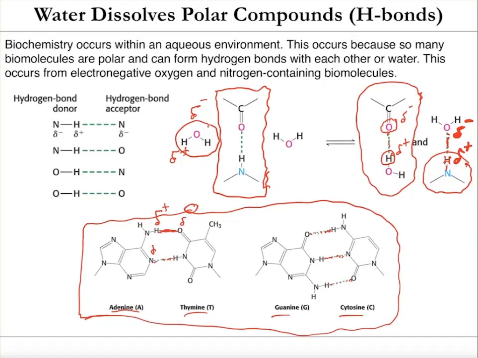This nitrogen here is electronegative, where this hydrogen is electropositive, so they can form hydrogen bonds. This oxygen is electronegative, this hydrogen is electropositive, so they'll interact, and so on and so forth. So water can also dissolve a lot of polar compounds, and since a lot of biomolecules are polar compounds, it makes sense that biochemistry occurs readily in an aqueous environment.